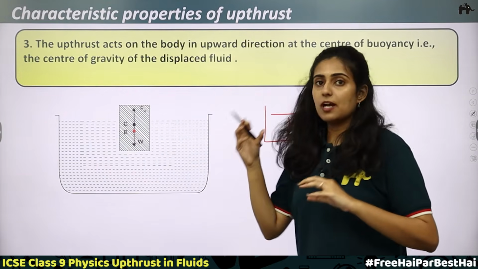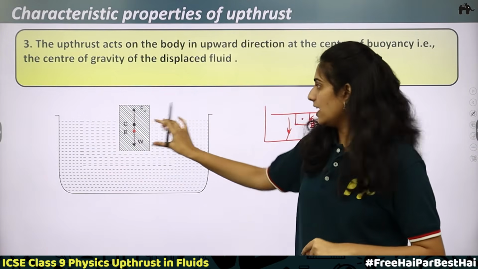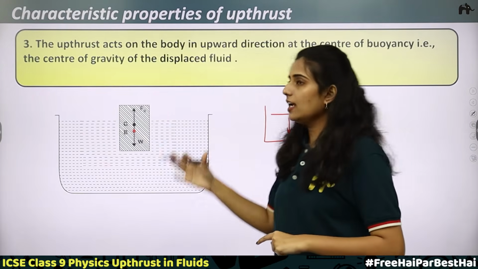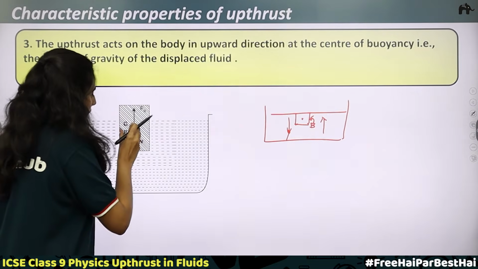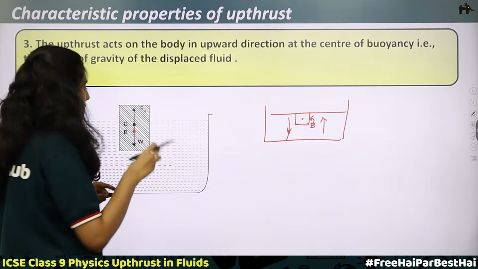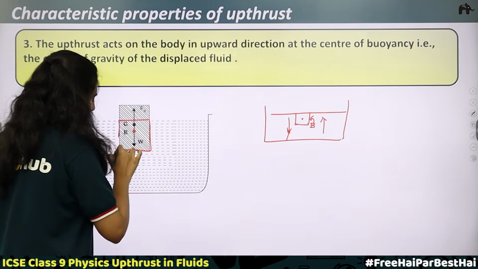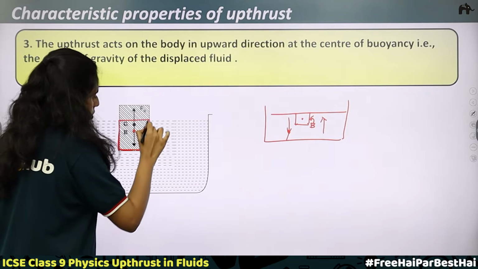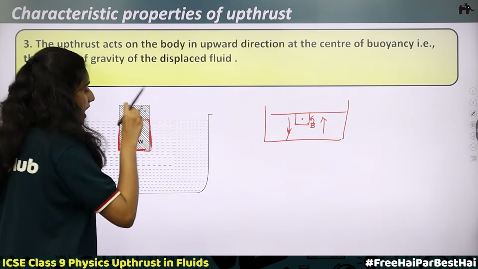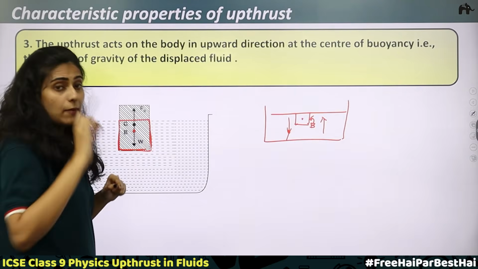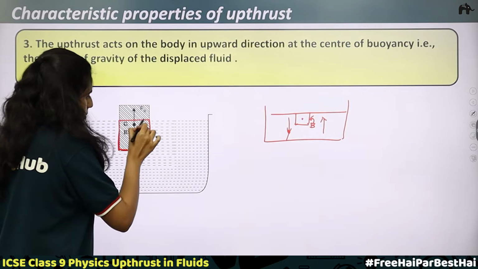Now take the case when a body is partially immersed, that is, only some portion is inside the liquid, the remaining portion is outside the liquid. In that case, you will be able to see that the center of buoyancy will coincide with the center of gravity of the portion of the body that is inside the liquid. Here in this case, only this much portion of the body is inside the liquid. Now the center of buoyancy will not coincide with the actual center of gravity of the body, but the center of buoyancy will now coincide with the center of gravity of only this much portion.